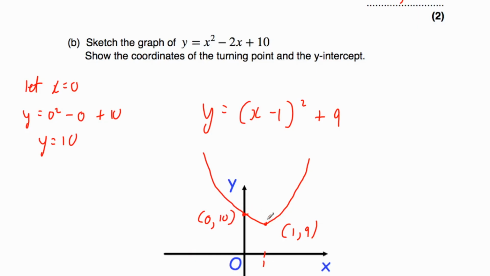And that's it. So the coordinates of the turning point would be 1, 9, the coordinates of the y-intercept would be 0, 10, and the graph would look something like this, where the x squared graph was translated 1 square to the right and 9 squares up.